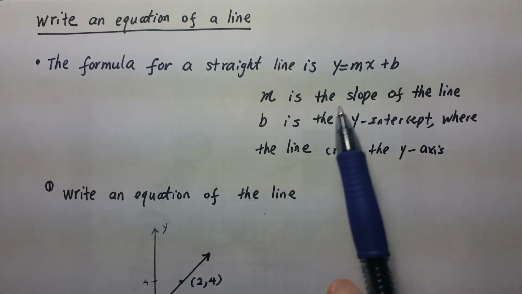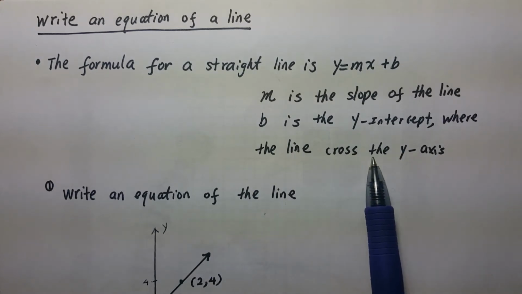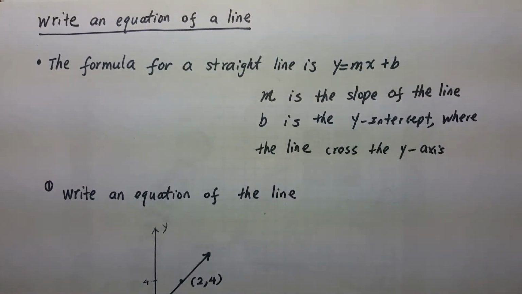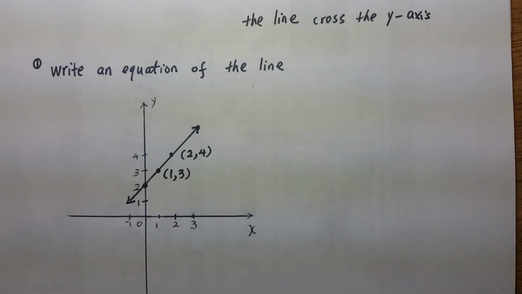And b is the y-intercept, which is where the line crosses the y-axis. So we need to find these two numbers before we write the equation of a line. Now let's take a look at question number 1. Write an equation of the line.